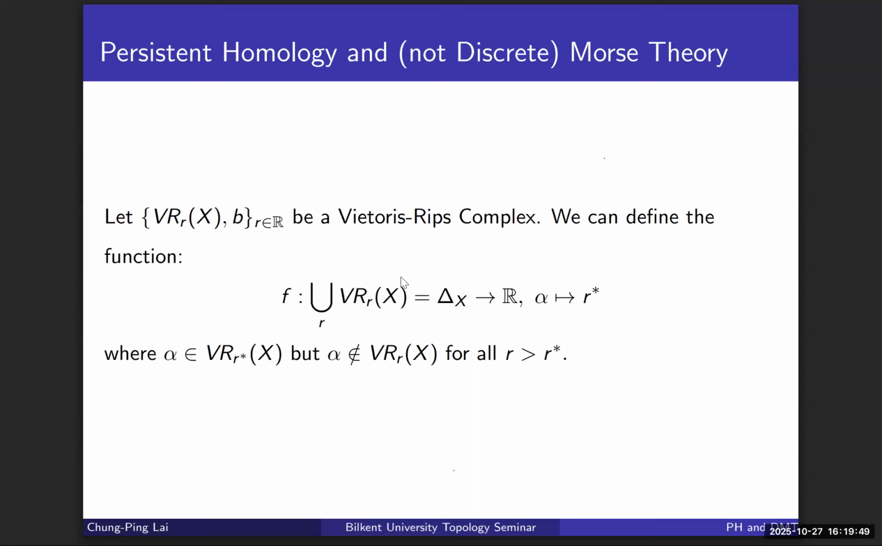We have a function mapping these simplices to R, and the value is defined to be R star, which is the first Vietoris-Rips complex where they occur. So for all R greater than R star, alpha is in the R star Vietoris-Rips complex, but it is not in any Vietoris-Rips complex VR_R where R is less than R star.